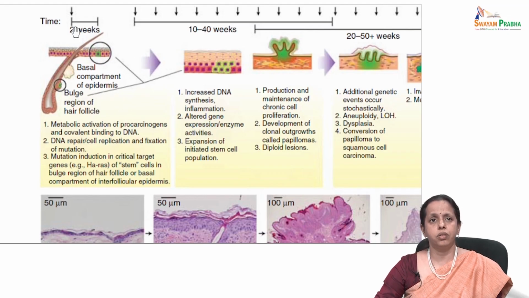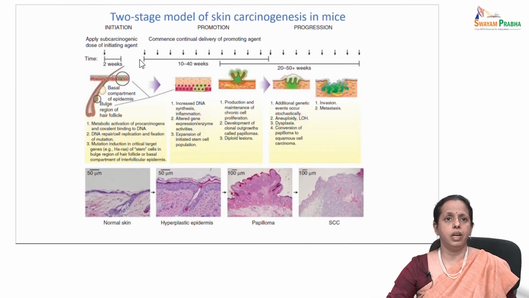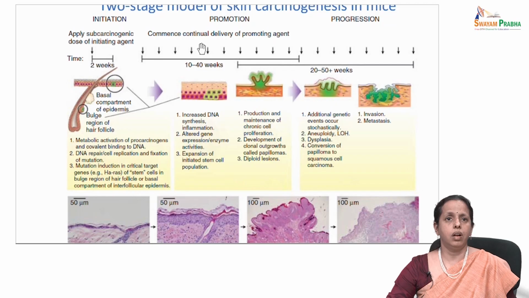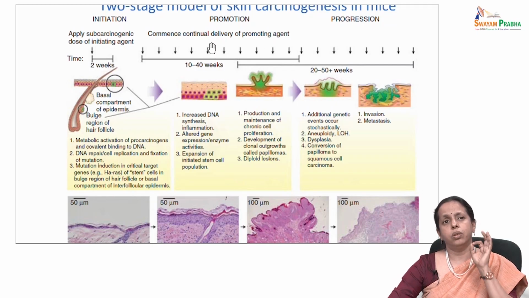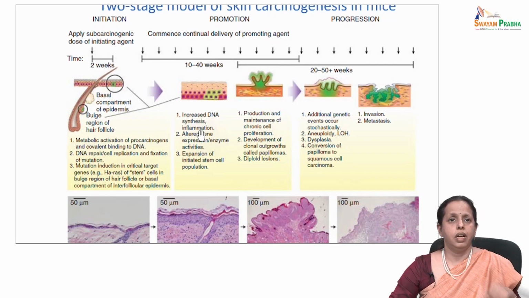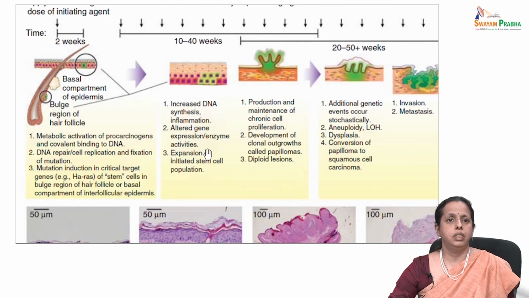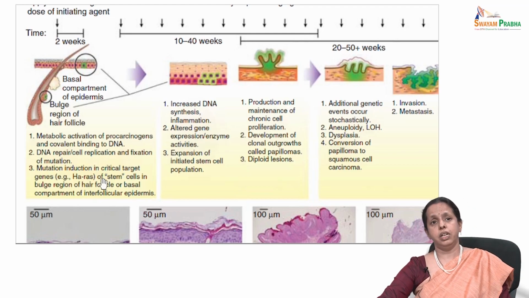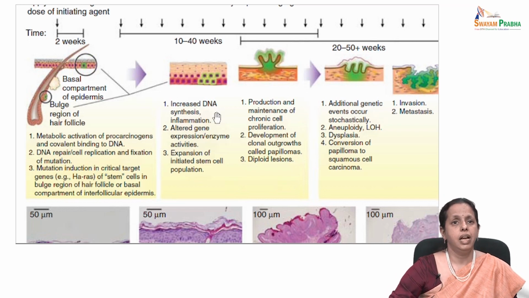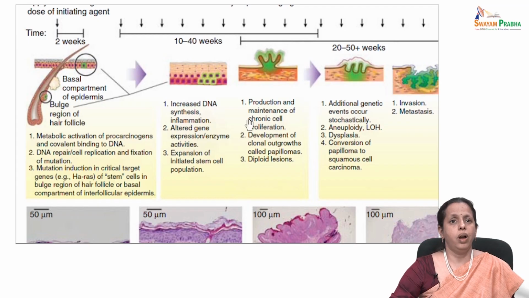Then over the progression, first 2 weeks, then between 10 and 40 weeks, after the end of 2 weeks, it will commence your continual delivery of your promoting agent. You will continue to inject the same carcinogen, and then you have increased DNA synthesis, altered gene expression or enzyme activities, and this initiating stem cell population always undergoes clonal expansion here. More and more cells get proliferated, there is maintenance of this chronic cell proliferation, and there is development of clonal outgrowths, and then you have your diploid lesions.